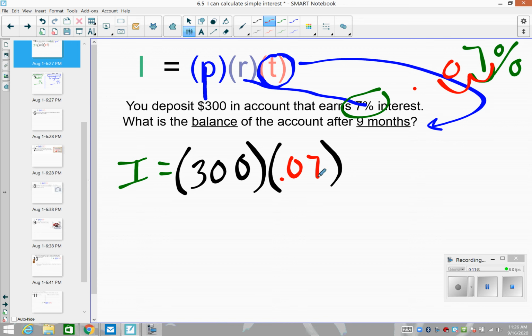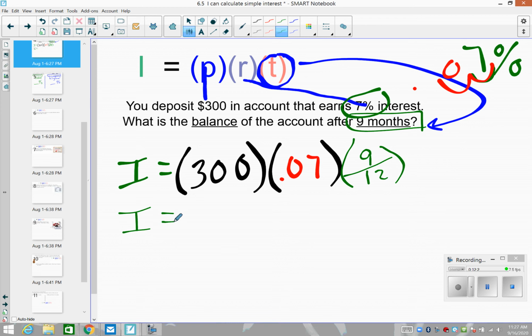And then we're going to multiply it by the years. Now, we are not given years, but no big deal. 9 months is really just 9/12ths of a year. 9 out of 12. It's not 12 out of 12. 12 out of 12 would be 1 year, right? So 9/12ths of a year. So just make it a fraction out of 1 full year. And you can easily just use the division sign in your calculator to calculate that. So I'm going to talk you through those steps of how to get that.